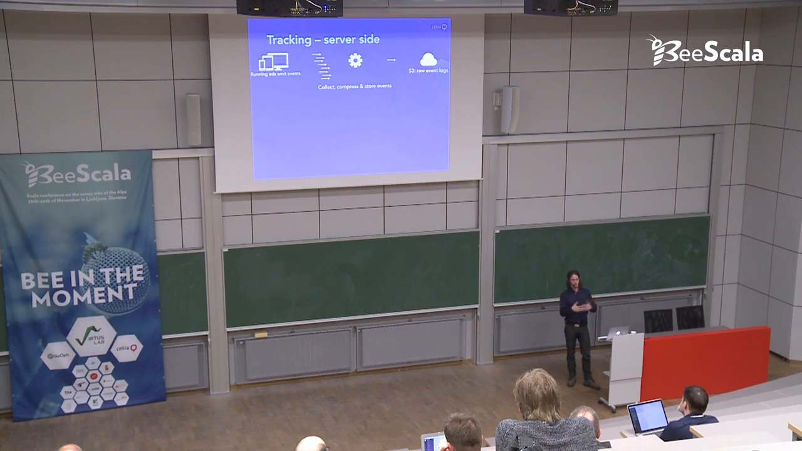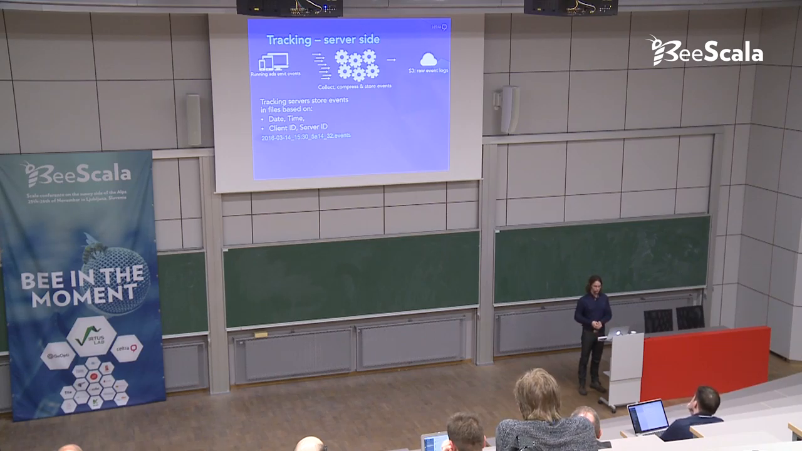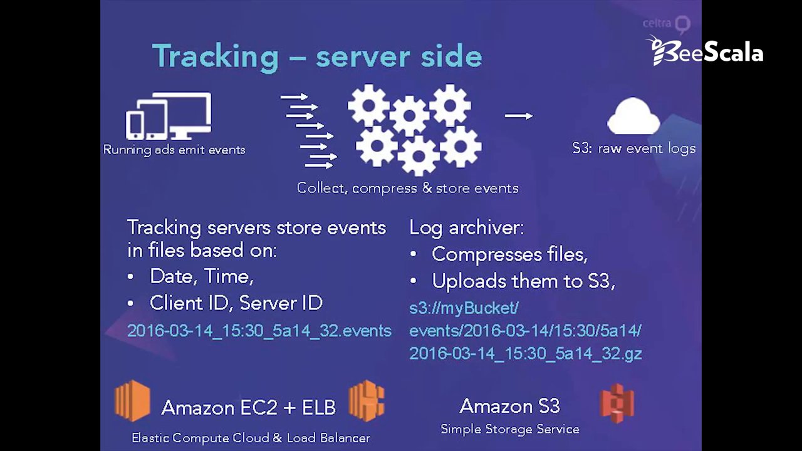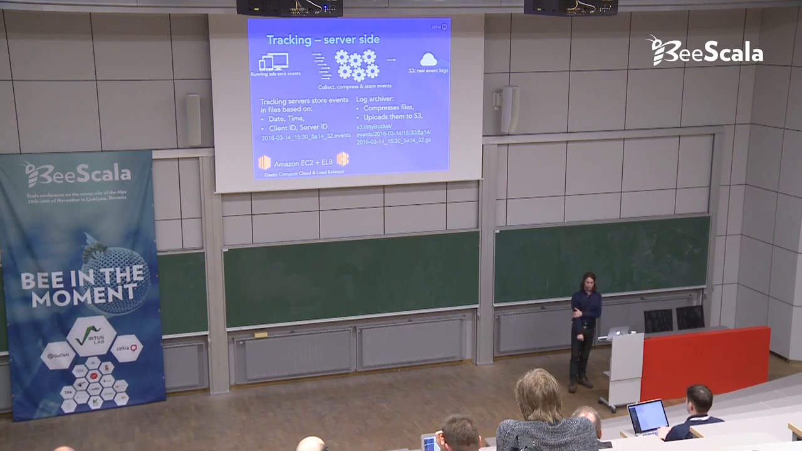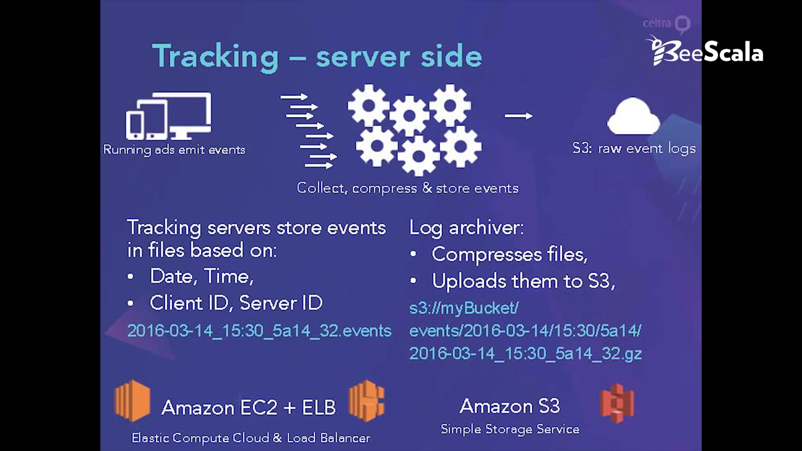And this is our input. These inputs come from multiple devices in parallel, and we have multiple tracking servers that just collect this data and store it into files according to date, time, and client ID. For this, we use EC2 and Elastic Load Balancer, so we're on Amazon infrastructure. And once this data is collected, we just store it into S3, which stores these files. And they're partitioned, like I said, by date and by client ID.